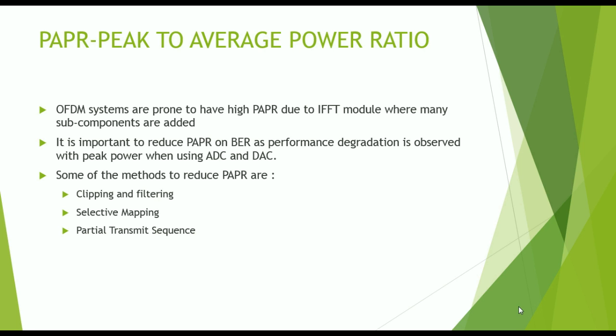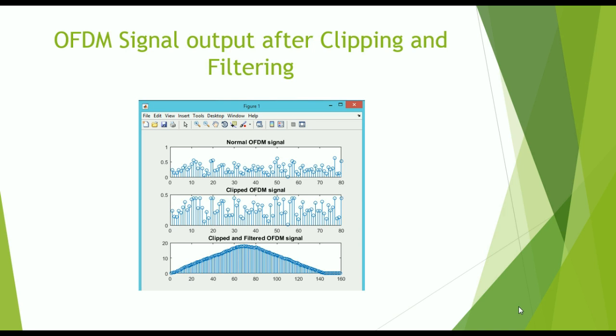Wireless systems are required to operate at minimal or nominal power, and OFDM systems have a Gaussian distribution curve, so peak values are hard to achieve. It becomes all the more important that PAPR be reduced. Some of the methods used for PAPR reduction are clipping and filtering, selective mapping, and partial transmit sequence. In clipping and filtering, the input signals are clipped to a predetermined level, and further they are filtered.